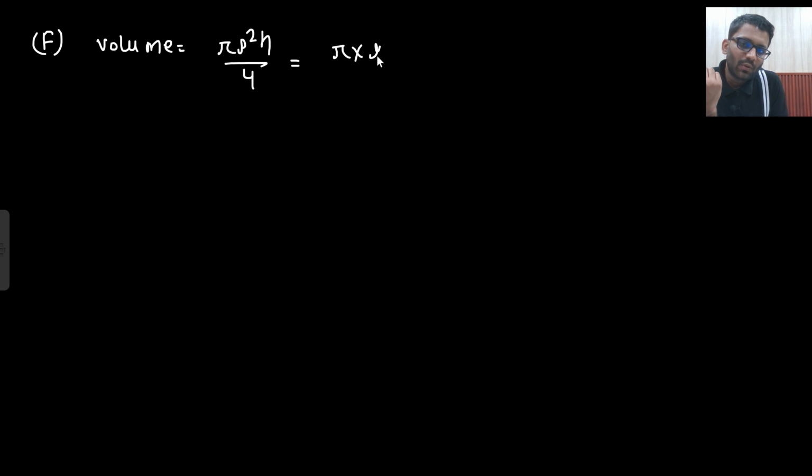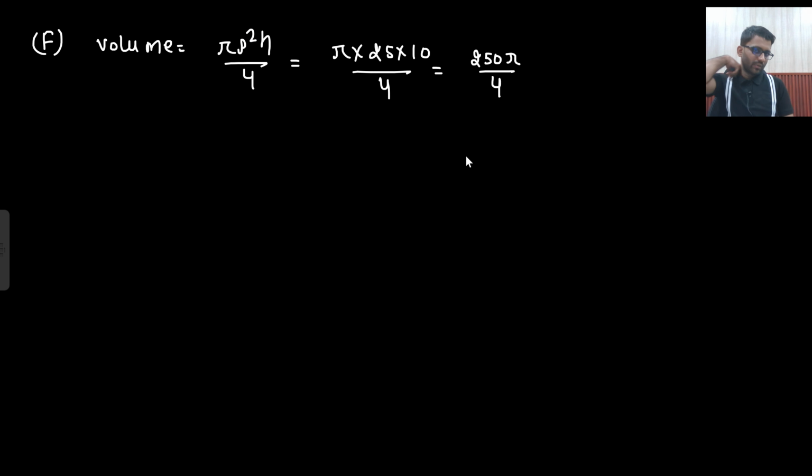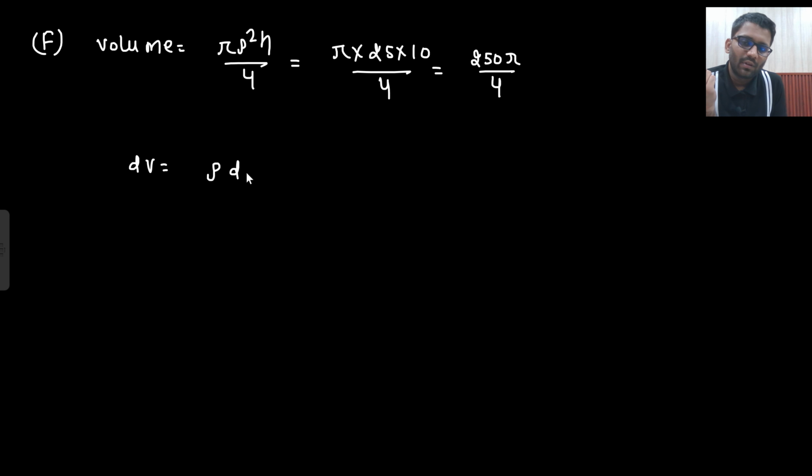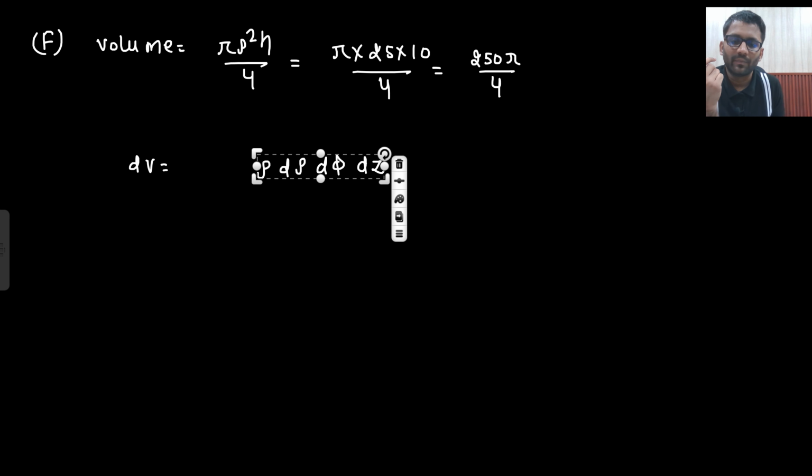So pi into 25 into 10 by 4. So 250 pi by 4. Okay, so that would be the answer. But if I need to calculate the volume, what is the volume? Rho, basically all these will be multiplied. Rho d rho d phi dz. All these will be multiplied and the limit of all will come.